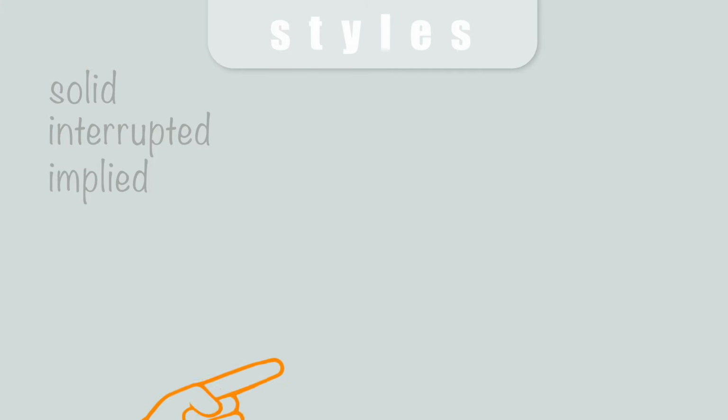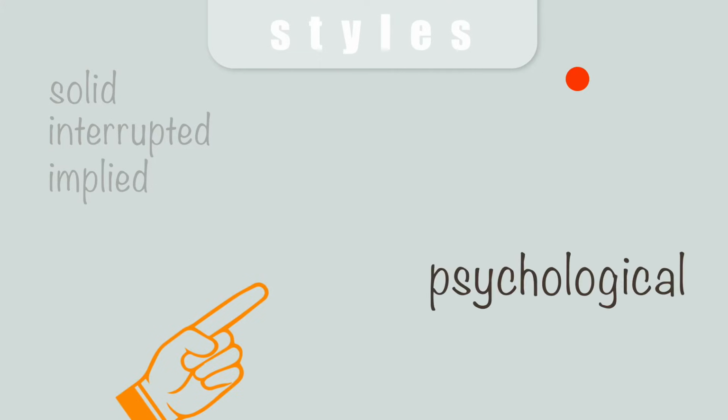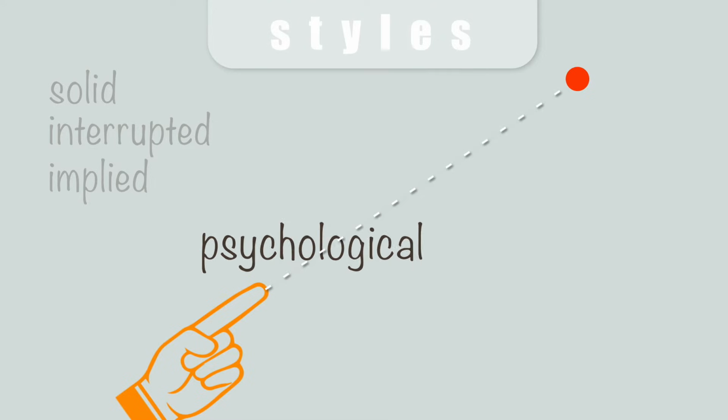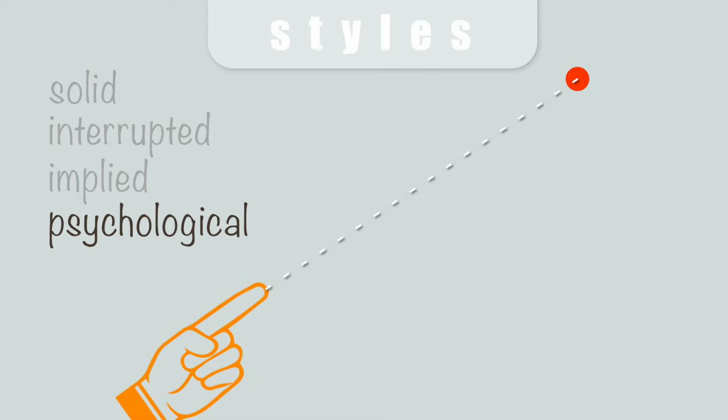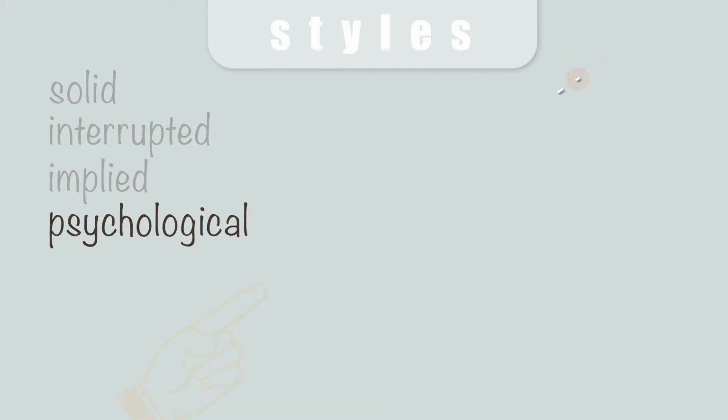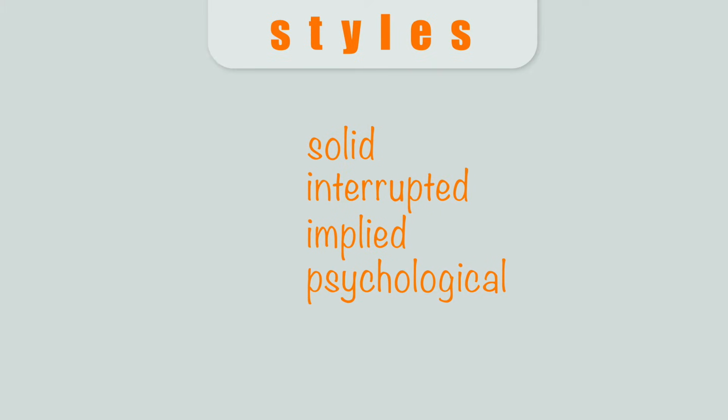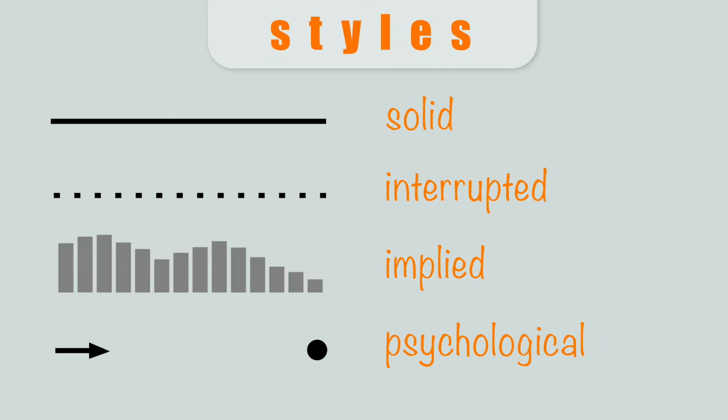And finally, psychological lines are the lines that are not physically there. You cannot see them. They are generated by our minds based on other elements. If used properly, they guide viewers' eyes and attention to where an artist wants them. It is a very powerful tool that is used in compositions and graphic design. So here are the 4 styles again: solid, interrupted, implied, and psychological.